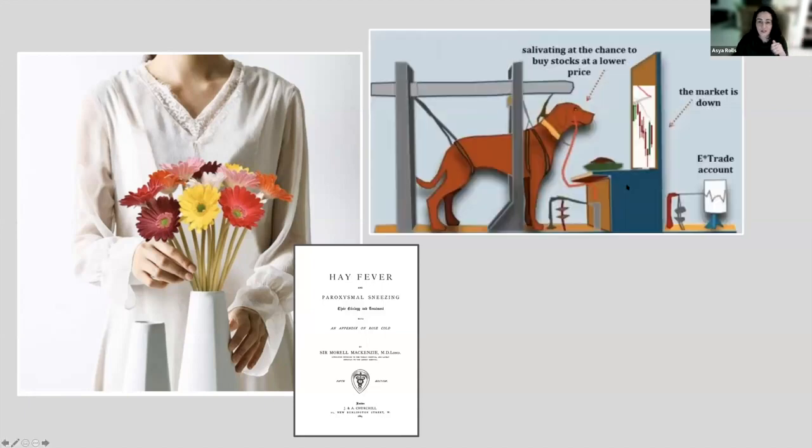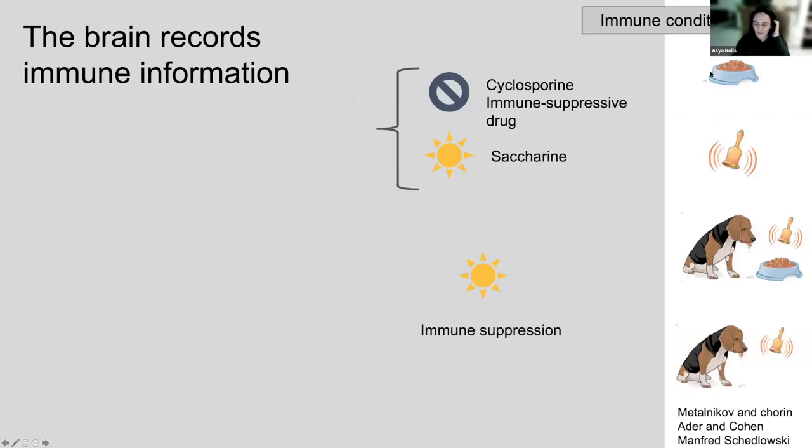There are also studies going back to the 20th century showing that the immune system can be conditioned in a classical Pavlovian conditioning. And the idea there is quite amazing. These were works that were done in Russia by Metalnikov and Korin, and they were kind of lost from history, rediscovered by Ader and Cohen in the US in the 70s. And I think most of the recent work in the field was done by Manfred Schedlowski.